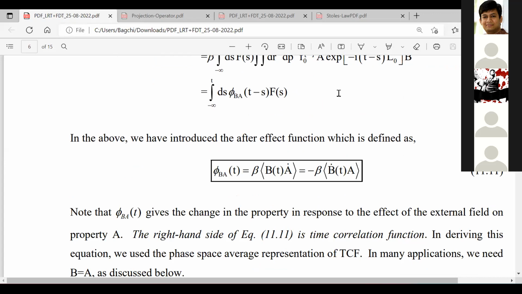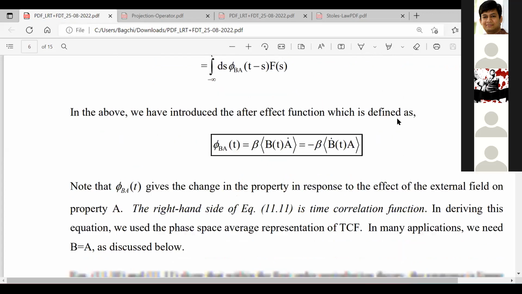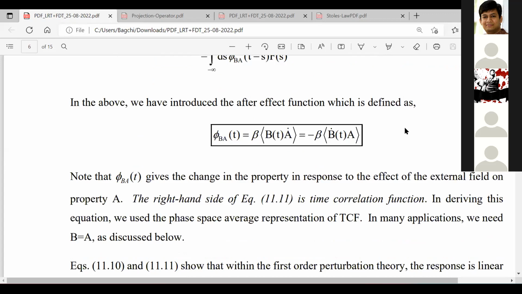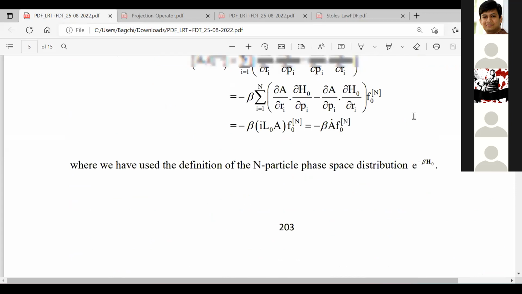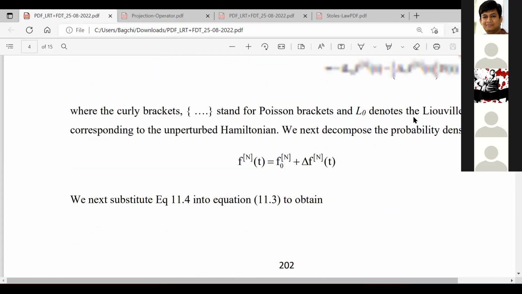So what do I see? That phi_BA gives the change in property response to an external field. The right hand side of the equation is a time correlation function. In deriving the equation, you use the phase space representation of the TCF. Now, in many applications, we have. So I go back, and repeat this thing. What have I done?